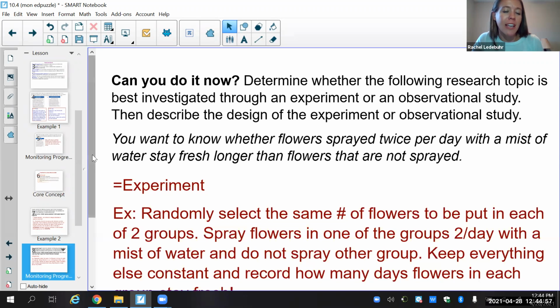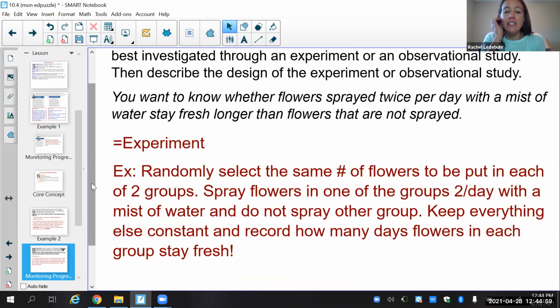One idea may be to randomly select the same number of flowers to be put in each of the two groups, spray flowers in one of the groups twice a day with that mist of water, and don't spray the other group. Keep everything else constant, temperature, amount of sunlight, things like that, and record how many days flowers in each of those groups stay fresh. Then you've actually created a great randomized comparative experiment that you can conclude causality.